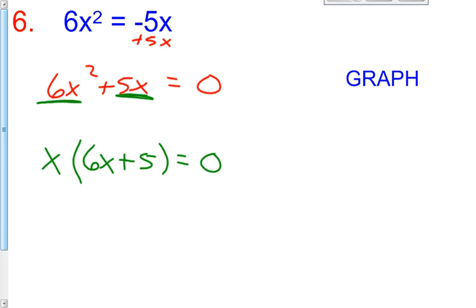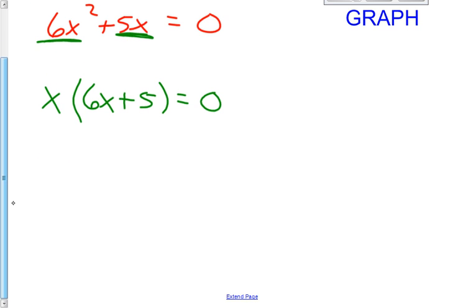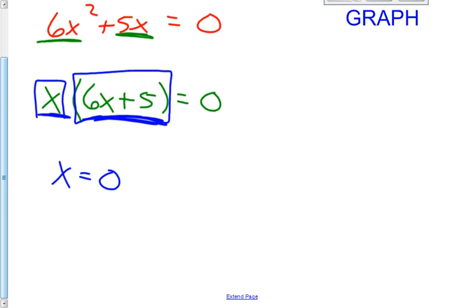If you're unsure of yourself at this point, just quickly distribute this back. X times 6x, 6x squared. X times 5, 5x. So you didn't change anything. All you did was factor out that x. All right, so now what you have, class, is two factors where if they equal 0, the whole left side equals 0. So when does this factor equal 0, and when does this factor equal 0? Well, you simply solve both sides for x.